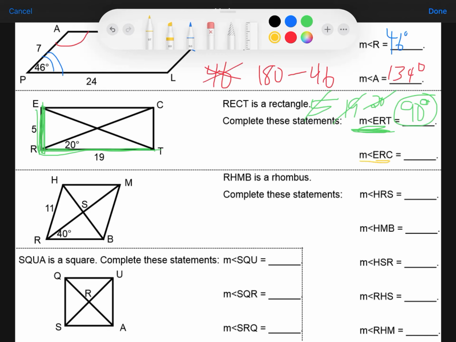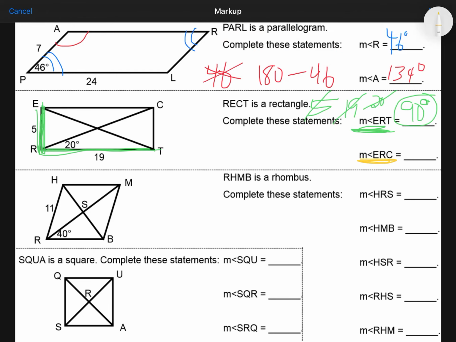And additionally here, angle ERC. Angle ERC is not the whole green angle of 90. It's not equal to the other part, 20. Instead, it's the whole angle of 90 minus 20, which gives you a remaining part of 70.